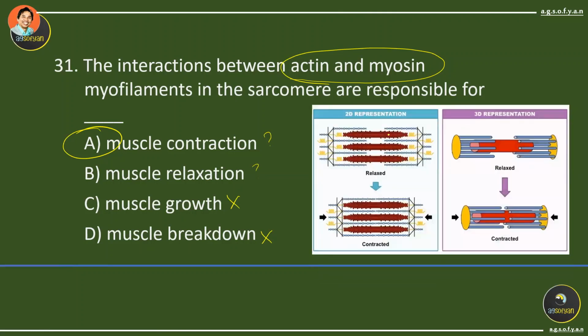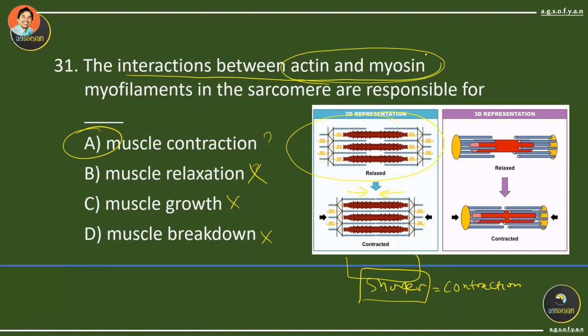Okay, if you see over here, this is when the muscle is relaxed. So there is no interaction between actin and myosin. So therefore, this one is incorrect, right? And then when there is interaction, which is the actin sliding to the middle, then the sarcomere becomes shorter. Okay, this is when the muscle is contracted. So contraction is actually when the muscle becomes shorter, and this is happening when there is interaction between actin and myosin. So this is the correct answer.